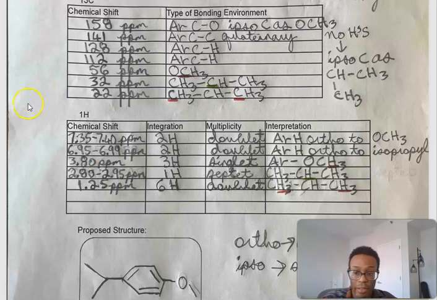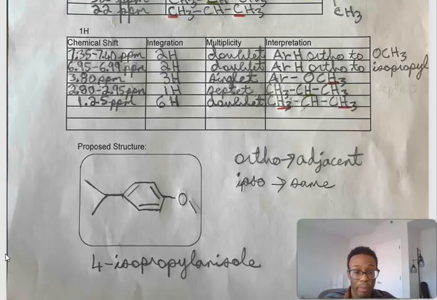So the 2 aromatic doublets, each 2H, confirm a para-disubstituted benzene ring. The methoxy singlet at 3.8 matches an aryl ether or methoxy group. The septet and doublet combination, 1H and 6H, are unmistakably representative of an isopropyl group.